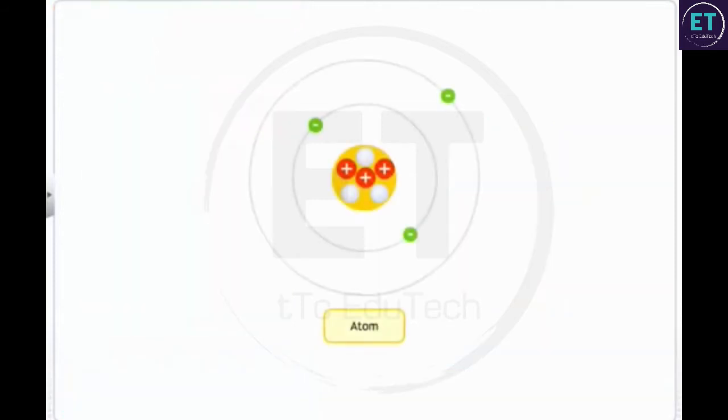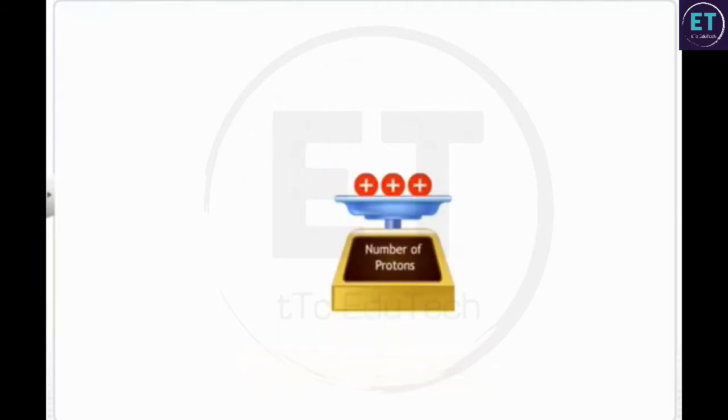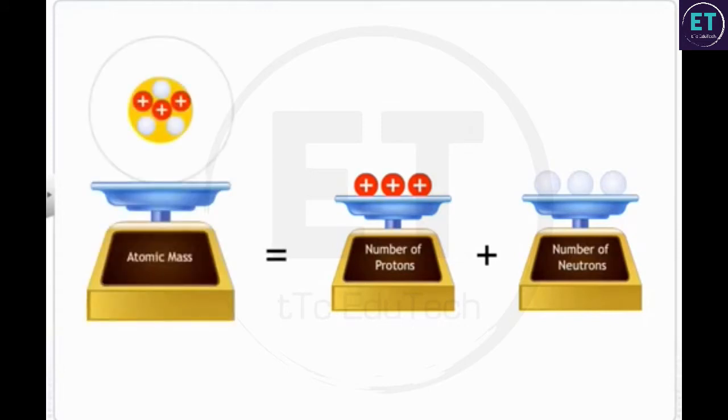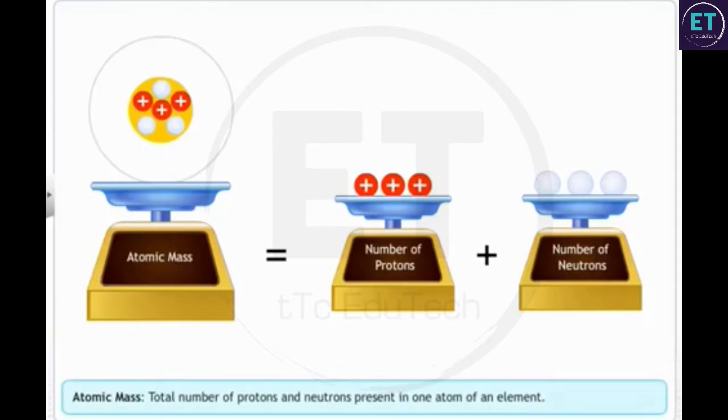An interesting aspect came into the picture after the discovery of the neutron by Chadwick. Till then, only the atomic number of an element was in existence, which referred to the number of protons present in the nucleus of an atom. The total mass of the protons and neutrons inside the nucleus was regarded as the atomic mass of an element. Therefore, atomic mass can be defined as the total number of protons and neutrons present in one atom of an element.